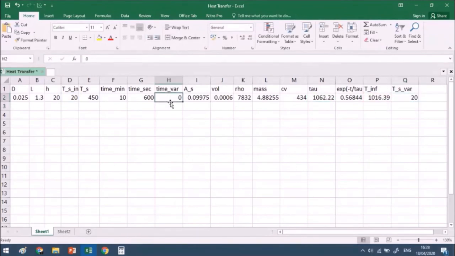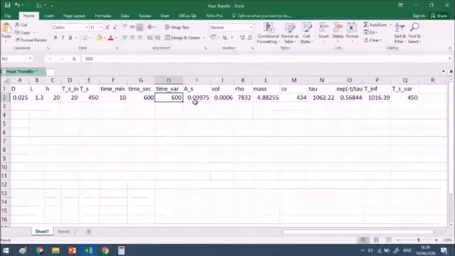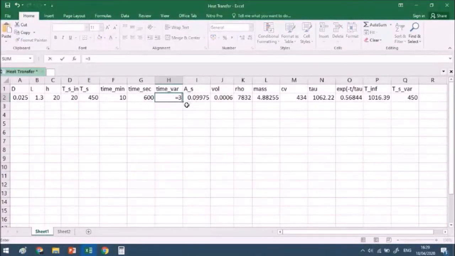So if I change the time, let's change it and see, after 10 seconds, it is 29. After 50 seconds, it is 56.65. After 600 seconds, it's 450 degrees Celsius. You see, so I can now get the change of the temperature of the steel rods with respect to time. If I use 3 time constants, so 3 times tau, after this one you get 966. It's almost 95% of this one. So you understand the stuff.